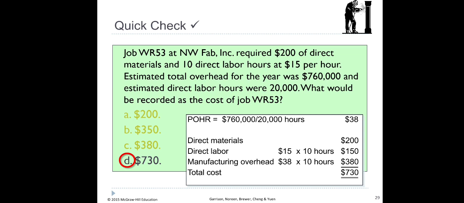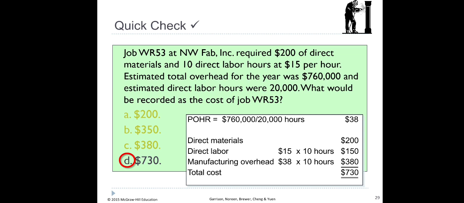And then direct labor cost. How to calculate direct labor cost? Direct labor cost is $15 per hour according to the question times 10 hours. 10 hours that has been used for the job. So $15 times 10 hours equal to $150. Okay, that one is also settled. Now you have calculated the direct material cost and direct labor cost. The next thing to do is to calculate the overhead cost for this job.